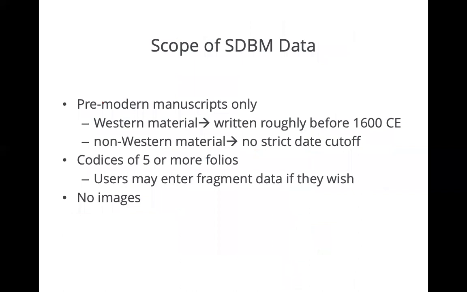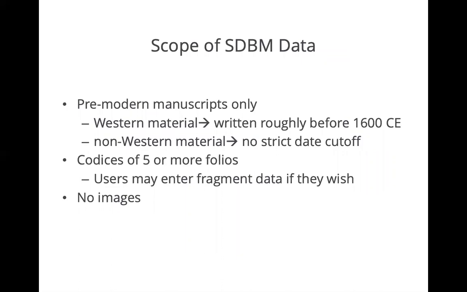So a bit more about the scope of our data. I already said that we're global in scope, but we are limited in certain ways. So we're interested in manuscripts that were produced as a part of manuscript culture. So in the West, that means pre-modern manuscripts, or ones written roughly before 1600, but that's not a strict date. For non-Western material, we don't have a strict date cutoff because manuscript cultures continued to exist even up till now. We're also interested in codices of 5 or more folios. We're not interested in fragments usually.